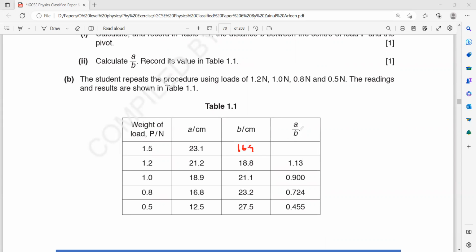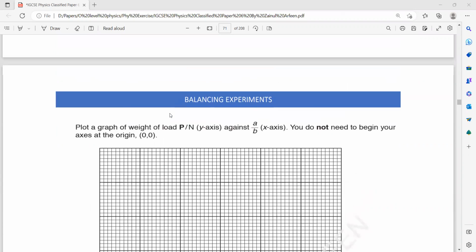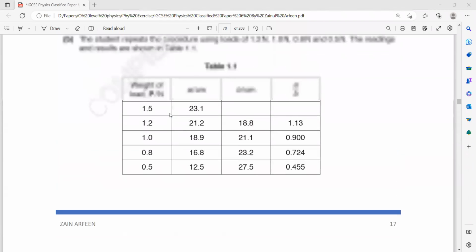And then A divided by B. What is A divided by B? Like 23.1 divided by 16.9. Write the value here. 1.366, okay. Then we have to plot a graph for P and A over B.